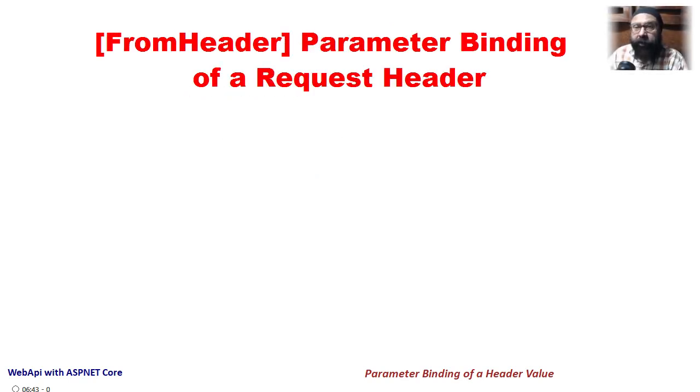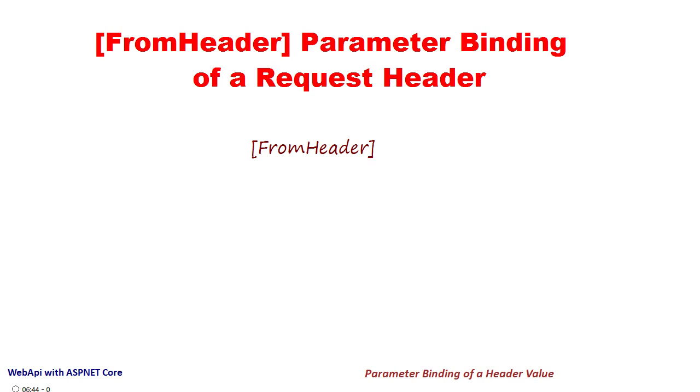Parameters of a web API can be obtained from the values in a request header also. For this, an attribute called FromHeader is used to decorate a parameter, and it provides an easy access to the value contained in the header of that name. In this tutorial, we shall learn how to bind a header to a web API parameter, and for continuity, please go through the previous tutorial where we saw how to bind a query string variable to a parameter.